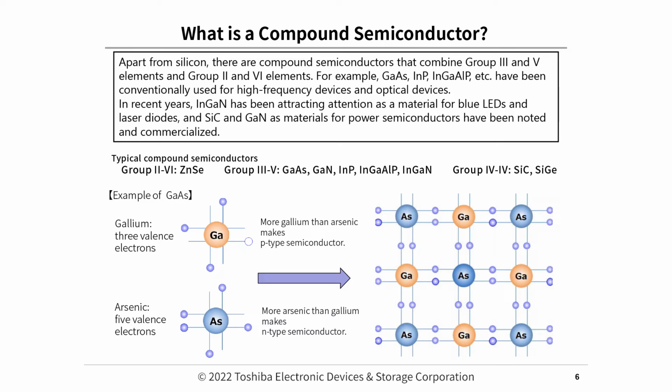In recent years, indium gallium nitride has been attracting attention as a material for blue LEDs and laser diodes, and silicon carbide and gallium nitride as materials for power semiconductors have been noted and commercialized.